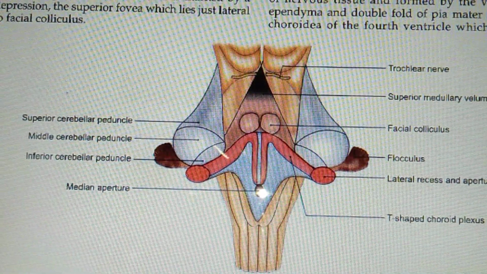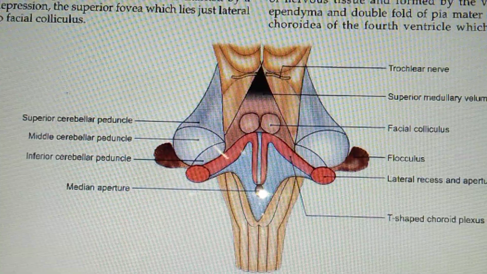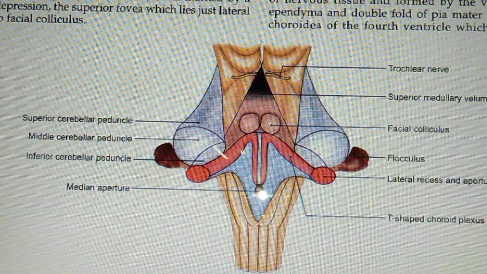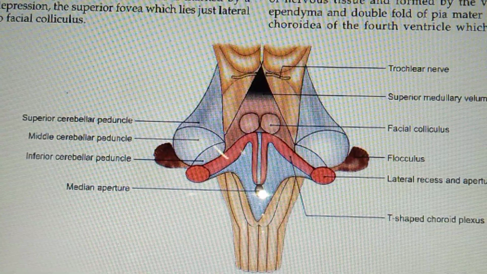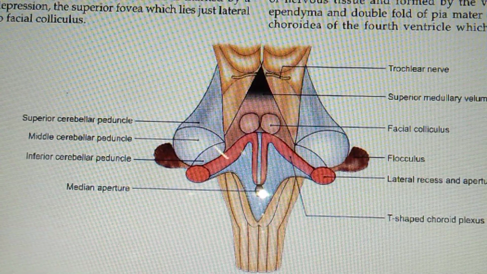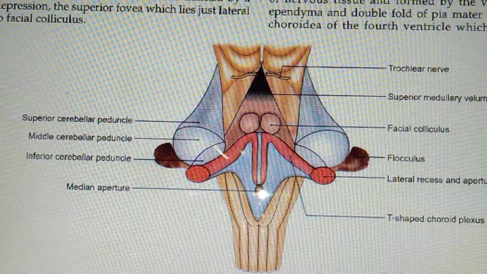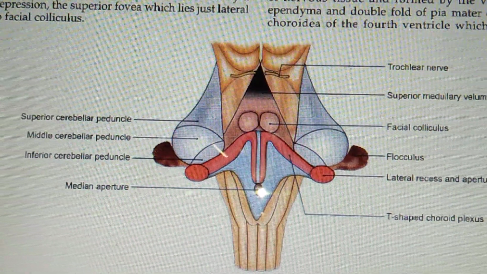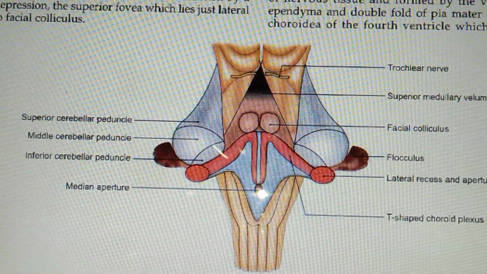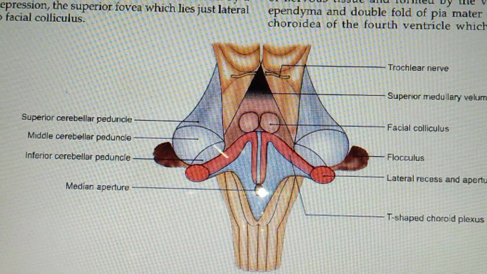The arterial supply of this plexus is from the posterior inferior cerebellar arteries, right? This is important to know, that the arterial supply of the plexus is from the posterior inferior cerebellar arteries. Okay, so that is all about the roof of the fourth ventricle.